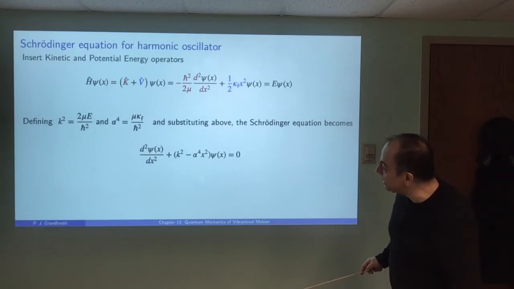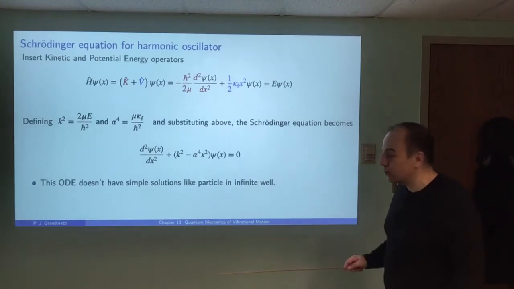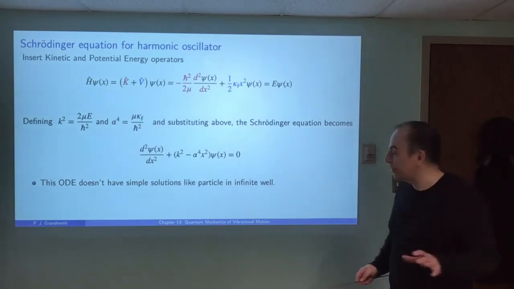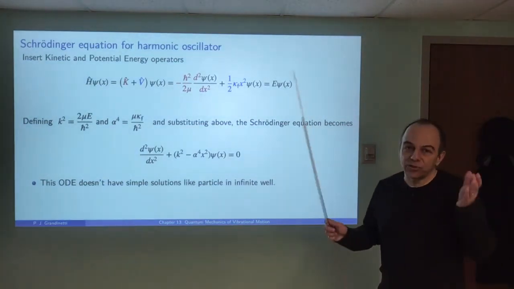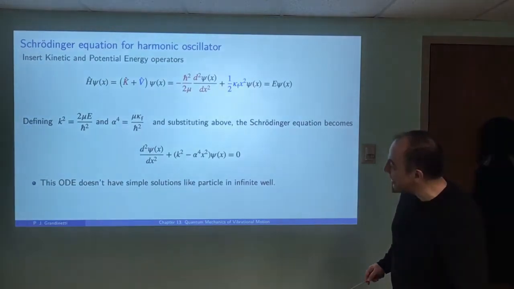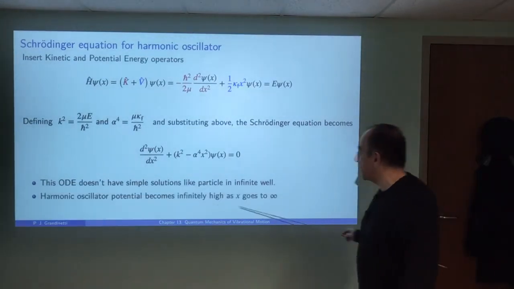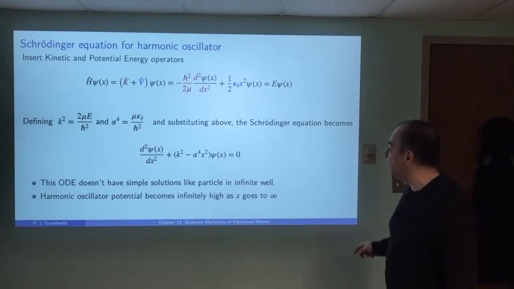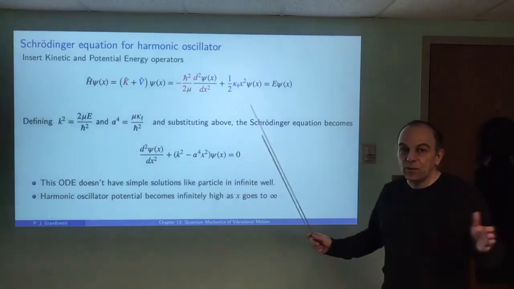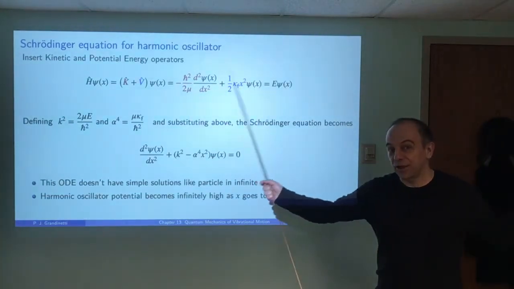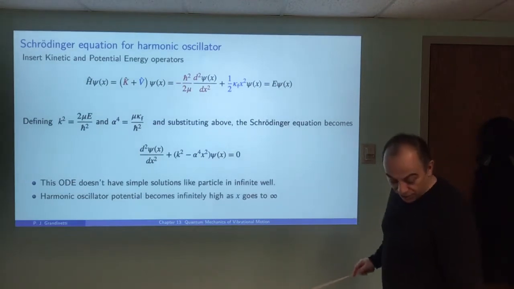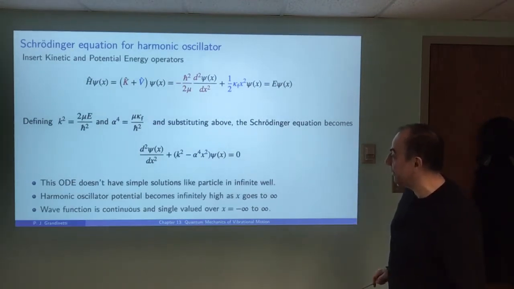Now, what we're dealing with is a differential equation that's not as simple as the particle in the infinite well. That case was very straightforward. We had sinusoidal solutions. We're not going to have such simple solutions in this case. This potential energy goes to infinity, just like the infinite well, but it goes to infinity as x goes to plus or minus infinity. So it gets infinitely high as x increases to both sides.